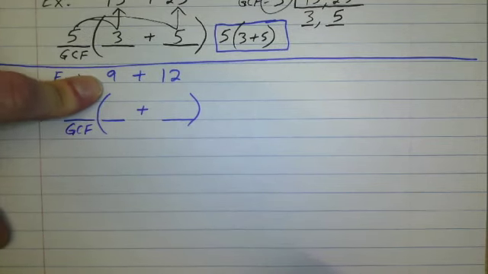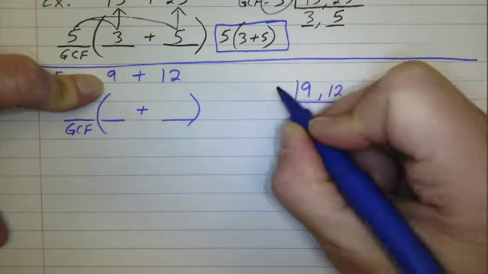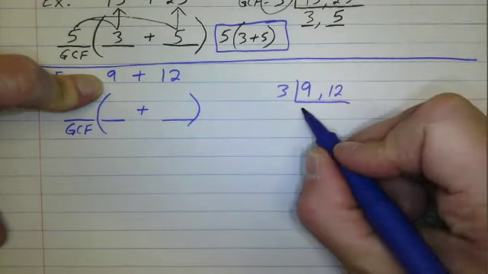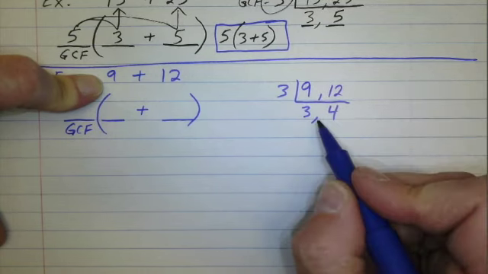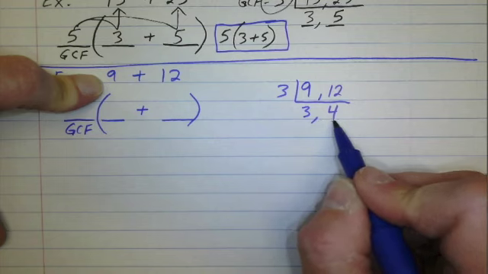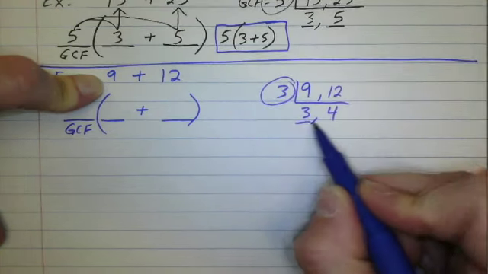Some people can see it, but if you need to, you're going to put 9 and 12 in the ladder. Divide them both by 3. 9 divided by 3 is 3. 12 divided by 3 is 4. You can't have any other numbers that go into both. So the greatest common factor is the one on the side, 3. And then your blanks will be these two.